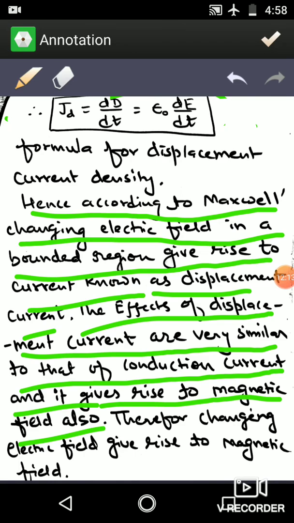We all know that conduction current in wire gives rise to magnetic field. Similarly, displacement current also gives rise to magnetic field. Okay, therefore changing electric field which generates displacement current gives rise to magnetic field.